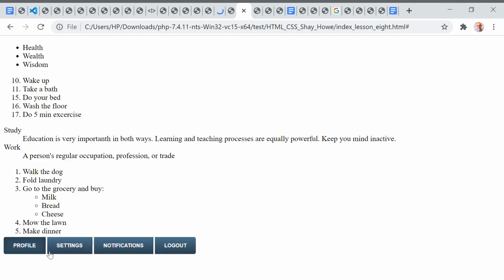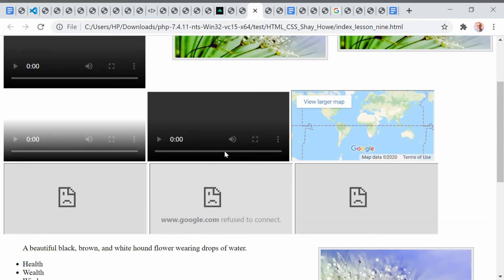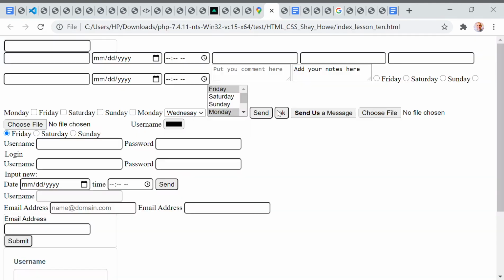Lesson 7 and buttons I was able to make, and working with the pictures. This lesson was related to video and audio, how to put them in, and to make maps also. Then lesson 10 was related to different forms. That was my expectation, and here I was able to use the special forms related to day and time.